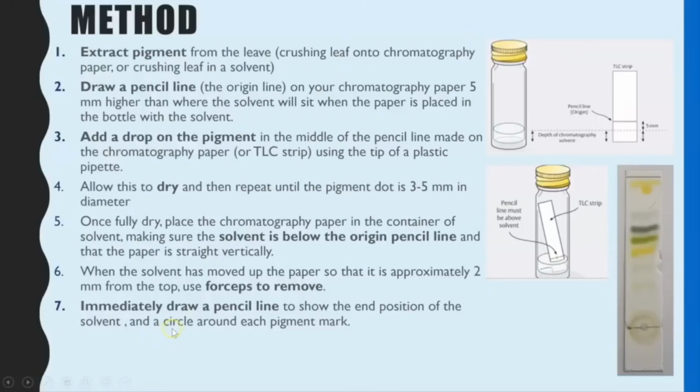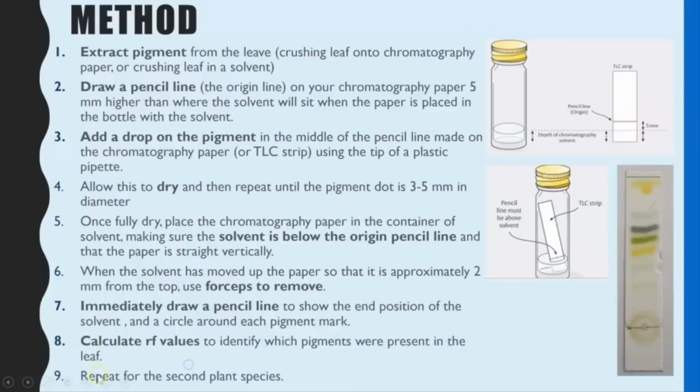Now this one's not essential, but sometimes you might be recommended as well to draw around the outline of each pigment mark, because the colour of the pigments does fade with time, particularly some of these grey coloured ones, as you can see here, here and here. That colour will fade quite quickly and then you won't have the data to collect. So then we will calculate the RF values, which we'll come to in a minute. And if you are comparing two different leaves, you would then repeat that entire method for your second leaf.